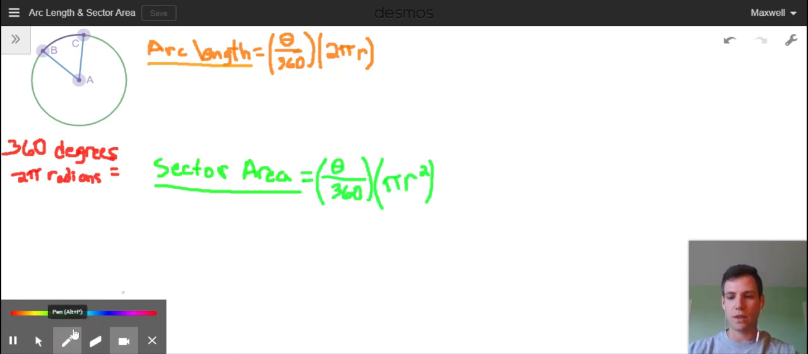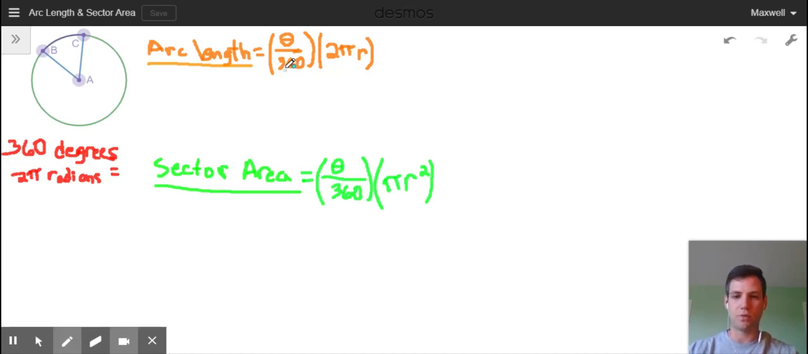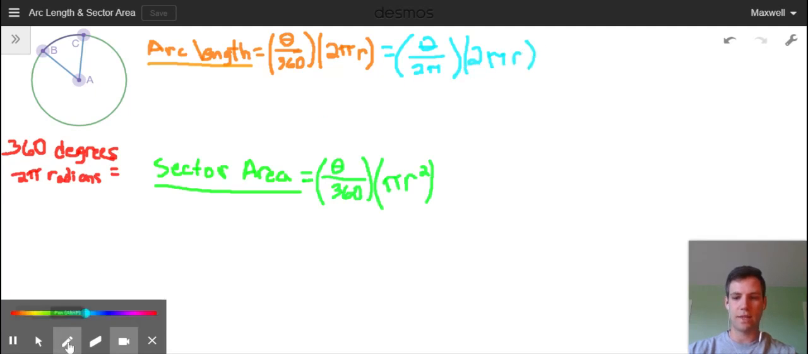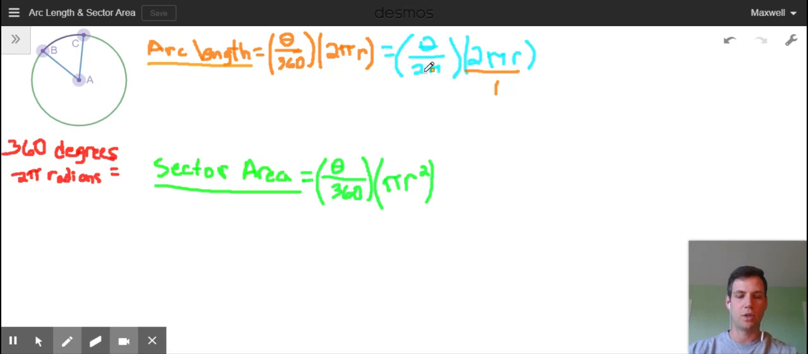Now for arc length, we need to replace the 360 right here. We're going to replace that with 2 pi because we know that they are equal to each other. That would make the formula theta, or the unknown angle, divided by 2 pi, which would then be multiplied by the same thing, 2 pi r. If we look at this fraction, I have a 2 pi in the numerator, since this is kind of over 1, and 2 pi in the denominator, so both of those are going to cancel out.